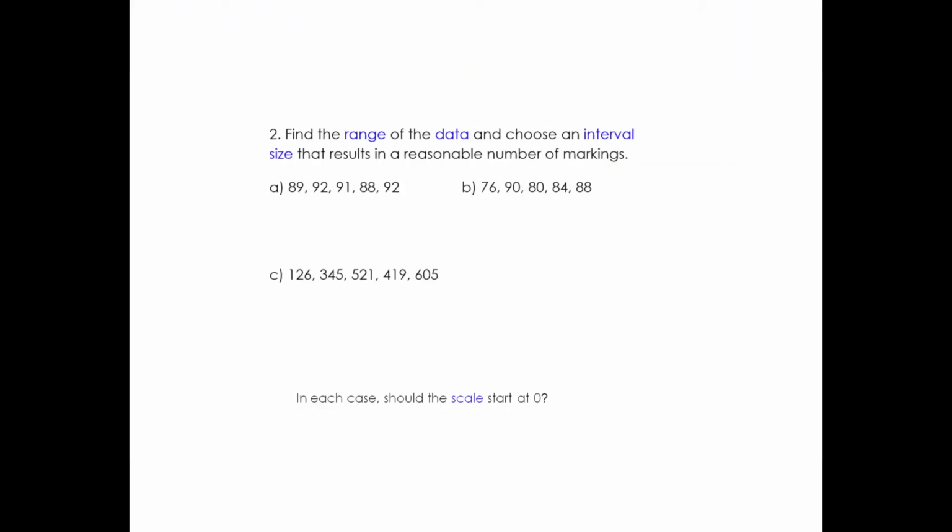Find the range of the data. So range is the biggest number subtracted by the smallest number. So here we have 92 is the biggest number, 88 is the smallest, and we have an answer of 4. Now, would this be a good interval? No. The interval for this data, if you did the squiggly, I would do a 2. 4 is okay, but 2 would be more accurate.